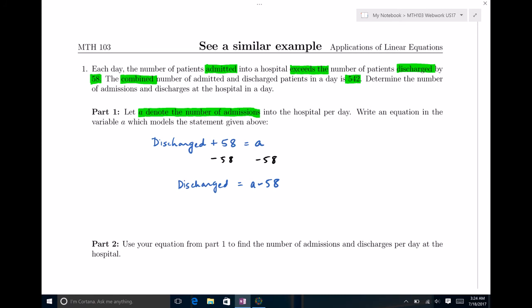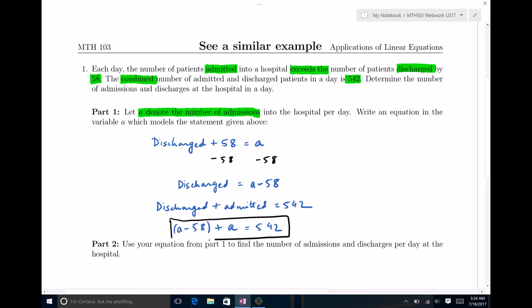The problem also gives me additional information. It says that the number of people discharged plus the number of people admitted combined is 542. So I'm going to write down A minus 58 because that's the number of people discharged, plus A, since that's the number of people admitted, equals 542. This here gives me the equation I'm looking for.